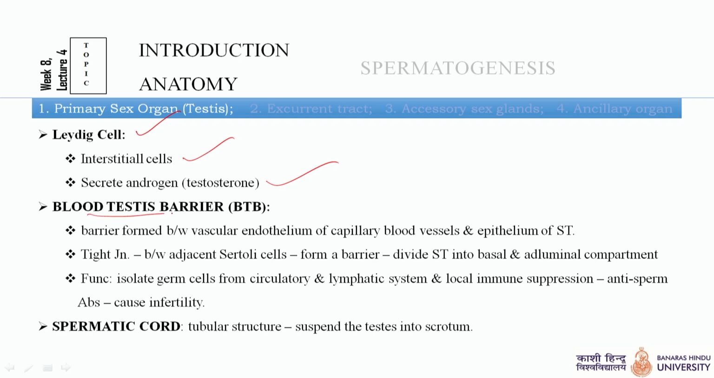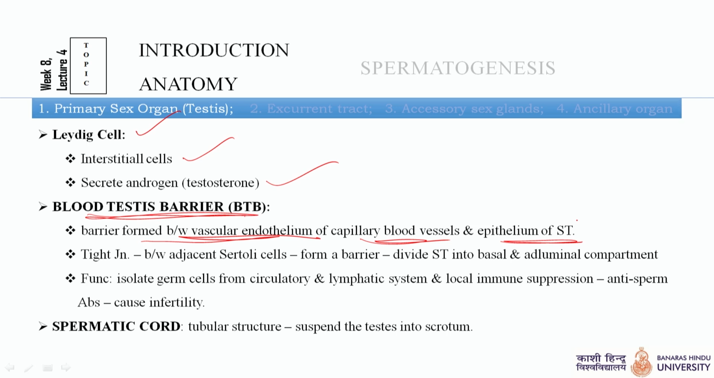Now, I told you about the blood-testis barrier. Now let us see what the blood-testis barrier is. The blood-testis barrier is a barrier formed between the vascular endothelium of capillary blood vessels and the epithelium of the seminiferous tubules. Remember, when we say barrier, that means one is endothelium, another one is epithelium. Even in the blood-brain barrier and the blood-CSF barrier, these two components will come.